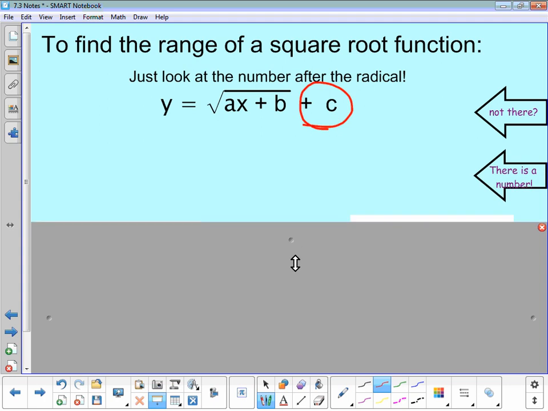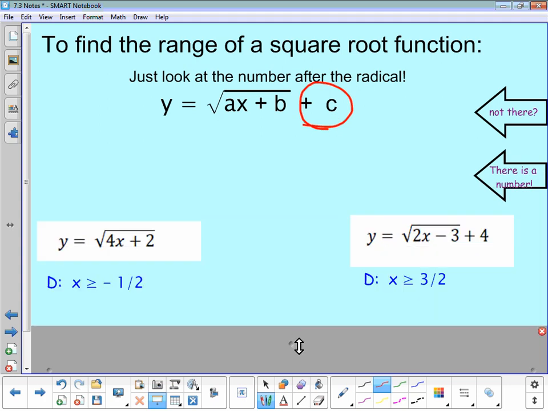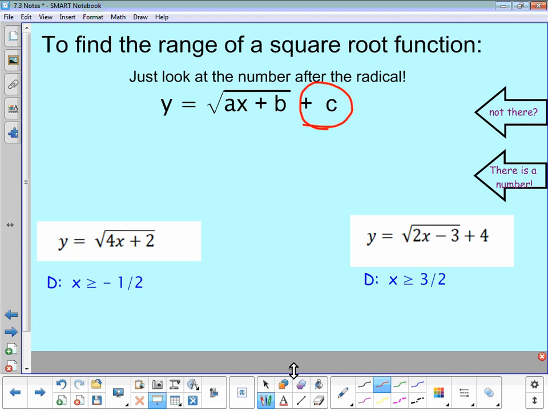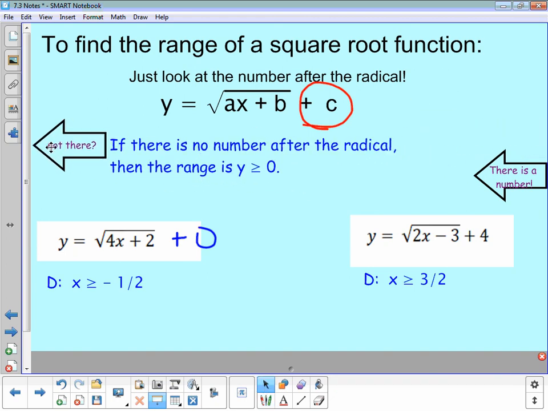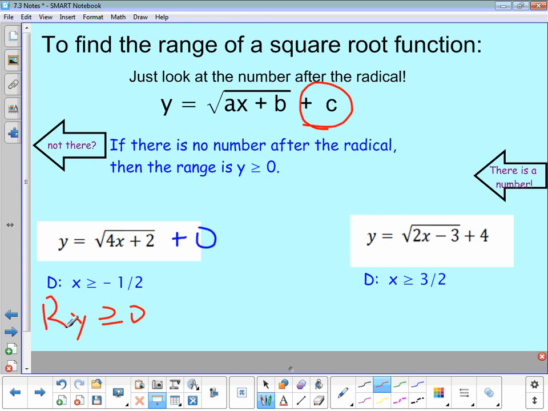In this case, we already found the domain for y equals the square root of 4x plus 2. For the range, there's nothing behind it. It's like saying plus 0. So when we have plus 0 and there's nothing behind it, that means that it's just y is greater than or equal to 0. So for that first example, the range would be y is greater than or equal to 0.